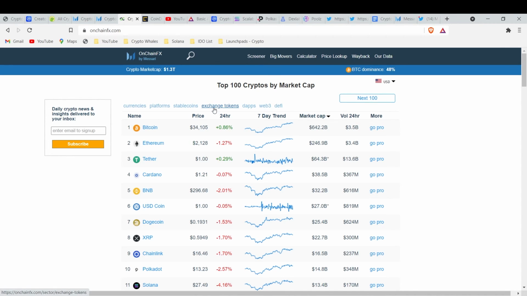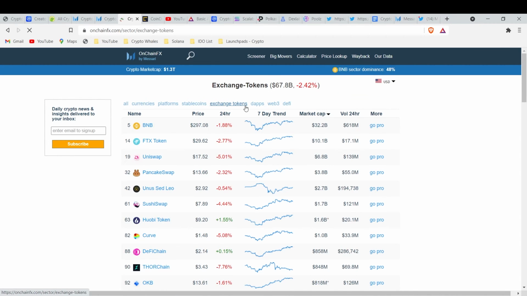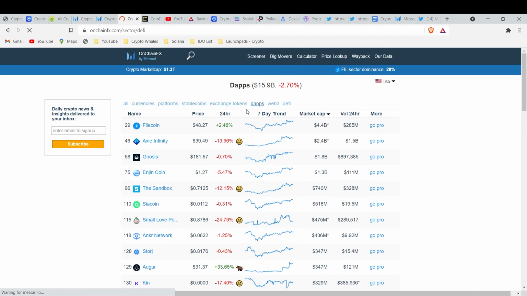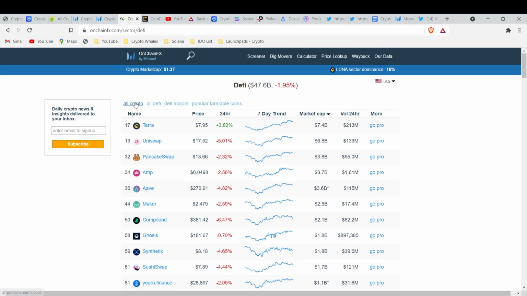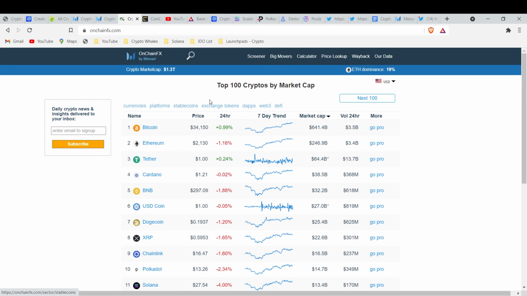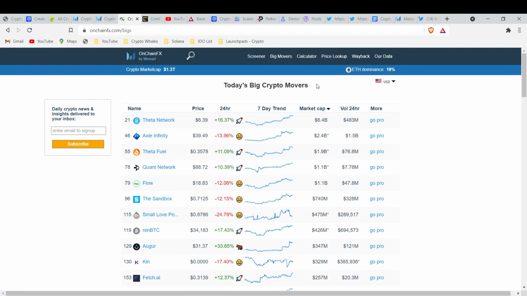You can also see them by exchange tokens, by the types of assets they are: exchange tokens, dApps, DeFi, and so on and so forth. So this is one of the great parts of OnChainFX if you prefer something simpler to look at. The next part of OnChainFX that I love is big movers. Big movers just tells you, over the last 24 hours and also the trend that we have seen, what the big movers of the crypto assets are.